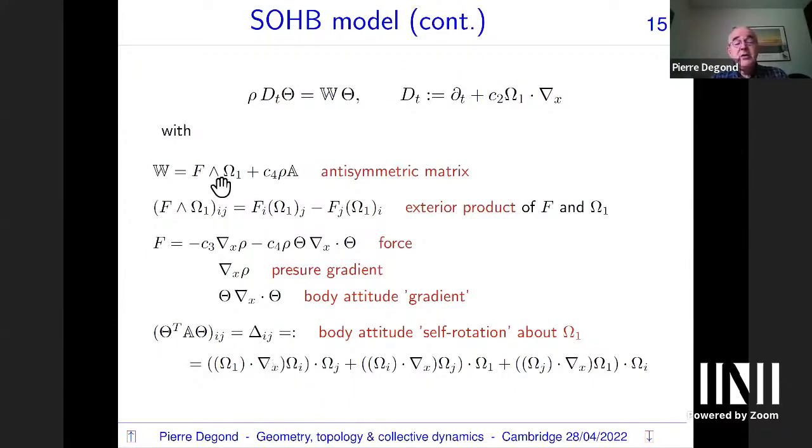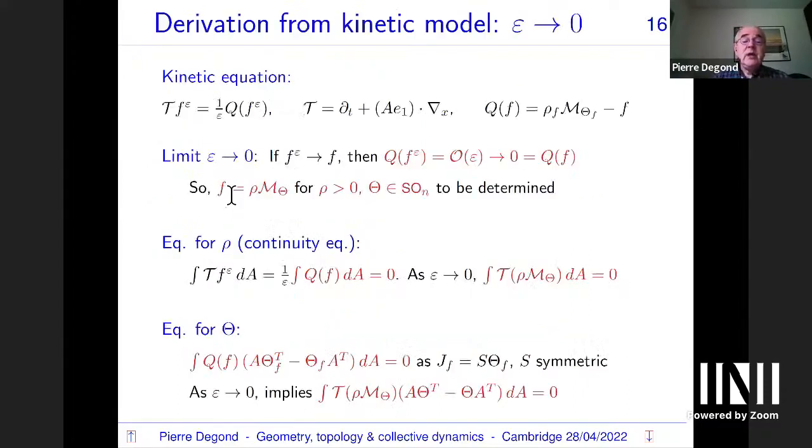So you have a force that tends to make the particle escape the regions of strong gradients and strong body attitude gradient, and a self-rotation about the self-propulsion axis. Right, how we derive this equation, I'd like to give a few words about it, because it's actually mathematically a little bit, I think, interesting.